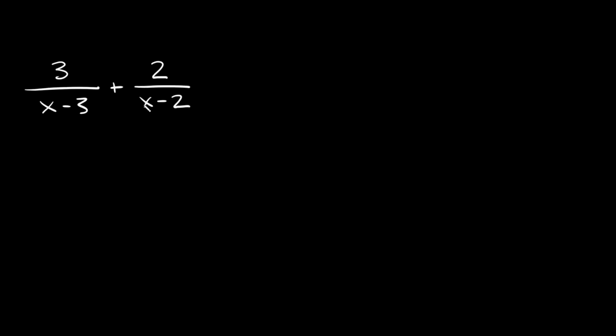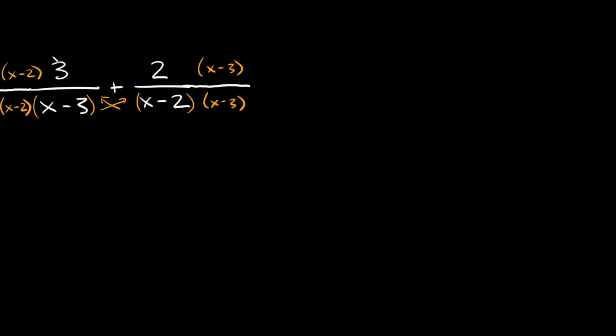Okay, so again, you can see we have different denominators, right? So we have an x minus 3 over here and an x minus 2 over here. So again, we have to cross multiply the denominators, right? So here we have an x minus 3, so we're going to multiply by x minus 3 on the top and on the bottom, right? And then here we have x minus 2, so multiply by x minus 2 on the top and on the bottom.